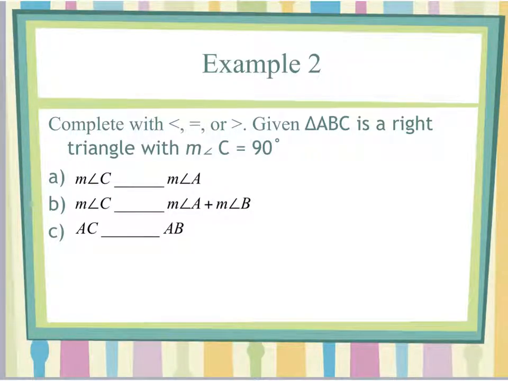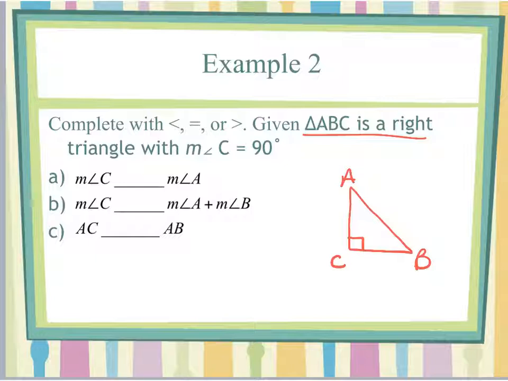Now, notice this time I wasn't given a picture. So I'm going to go ahead and draw a picture of a right triangle. I'm also going to label angle C as my right angle. It didn't matter where I put A and B. So now it wants me to compare angle C and angle A.